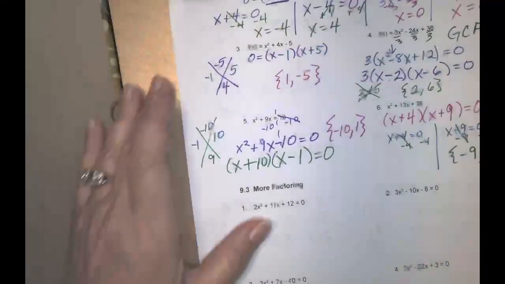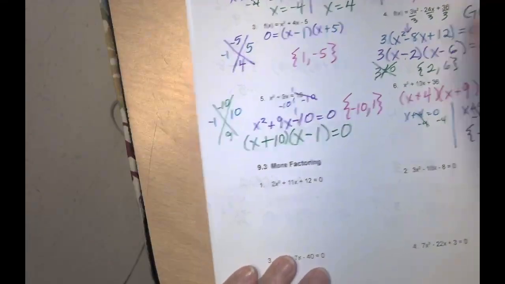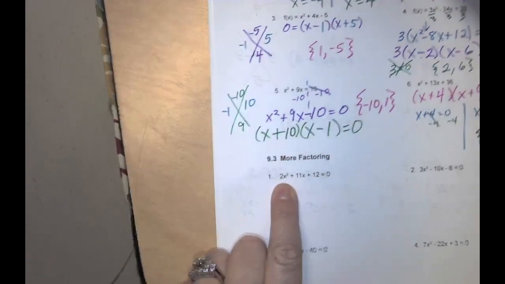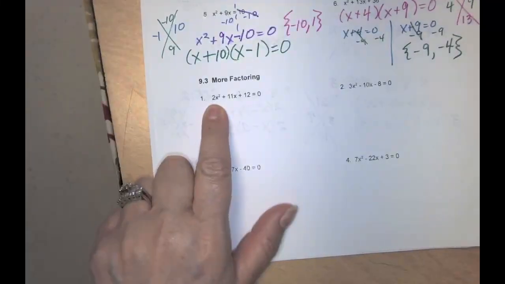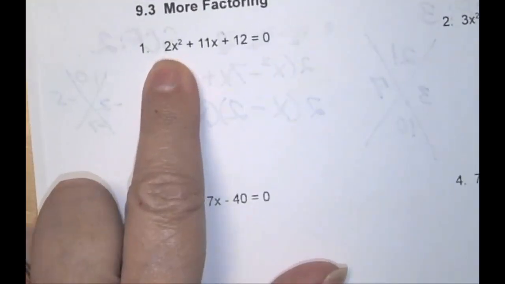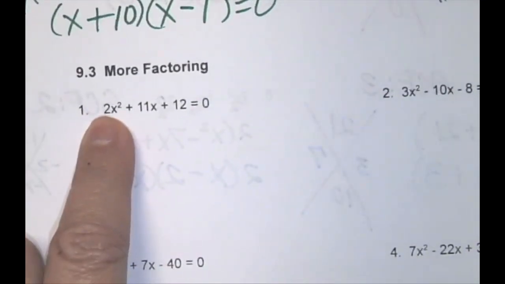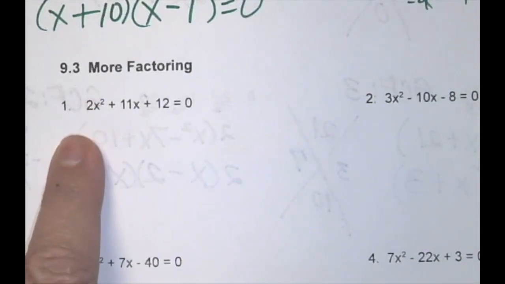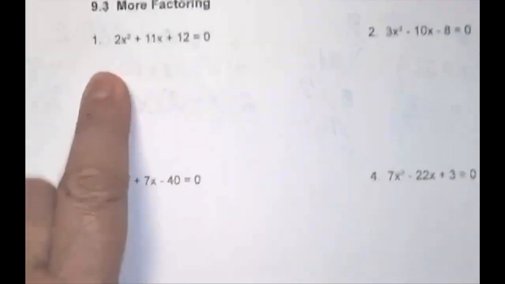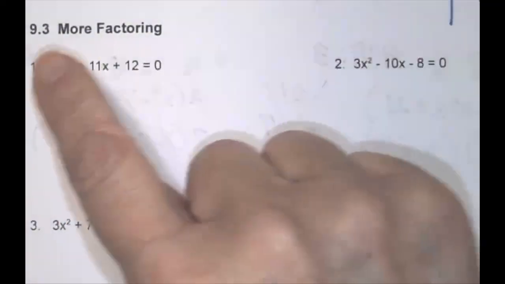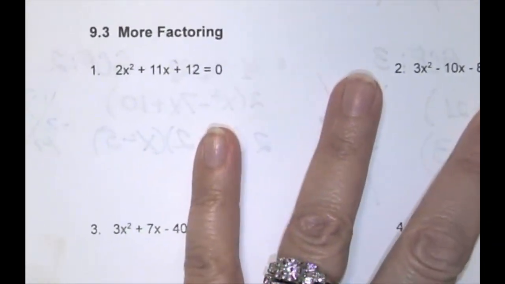We're going to do some more factoring. So up until now, we've only had an a value of 1, where a is the number in front of the x squared in standard form, ax squared plus bx plus c. But if we did have one more than 1, a different number in front, it was a GCF.